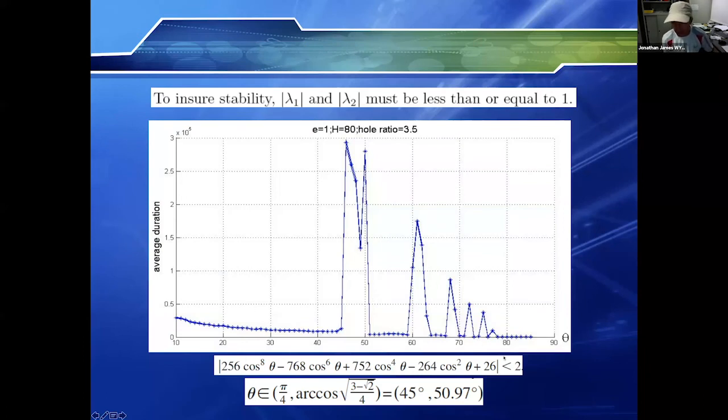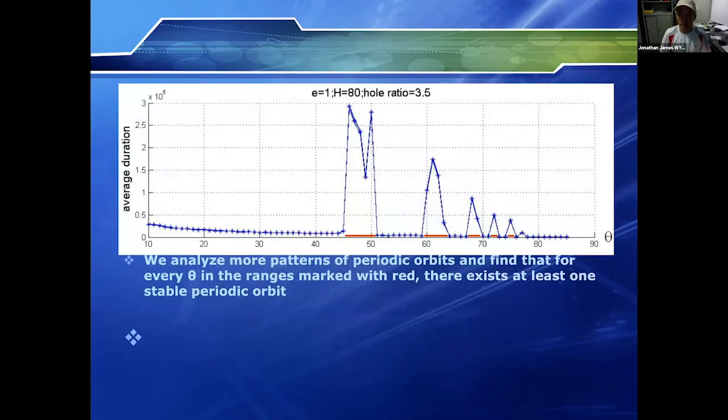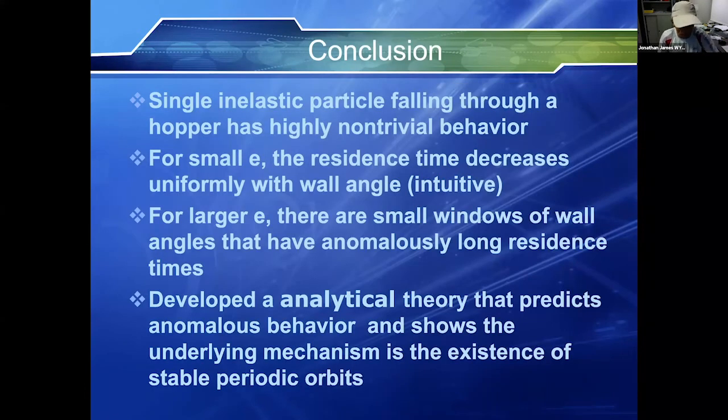You can solve that explicitly. You get a condition like this. It's just a condition on cos theta, polynomial in cos theta. And we can actually invert it directly. And we see that this orbit will be stable if theta is between 45 and this inverse cos of something, which works out to be almost exactly 51 degrees. So if I plot that, that's exactly the area where our numerical simulations show that you have this weird phenomenon. And we can do that for different, slightly more complicated orbits. And each one of these bumps corresponds to a stable periodic orbit. Okay, so what's the conclusion?